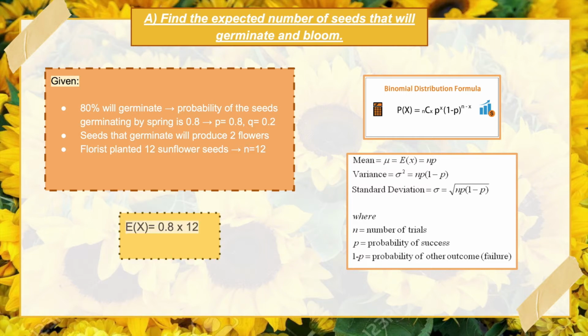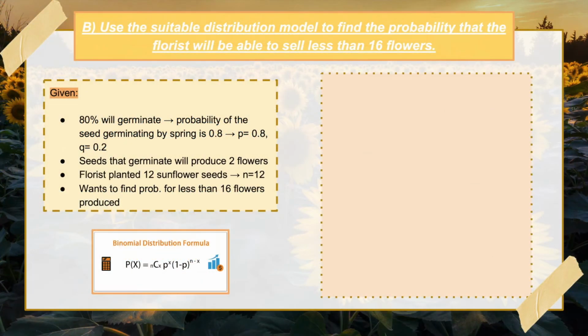So we can just substitute the numbers into the formula of the expected number. The expected number is basically the same as mean, and we can find it by multiplying the number of trials, which in this case is 12, with the probability of success, which is 0.8. So the expected number for this case is 9.6. Next, we want to find the probability that the florist will be able to sell less than 16 flowers.